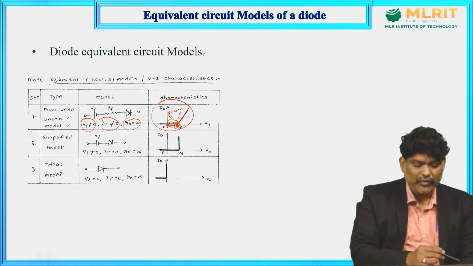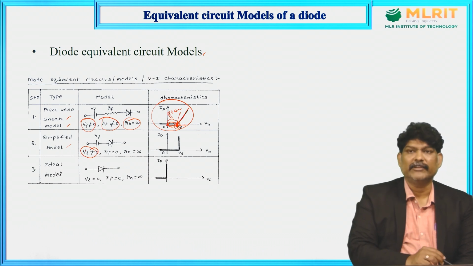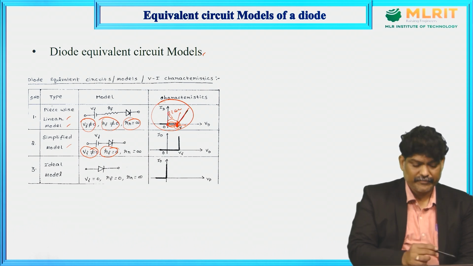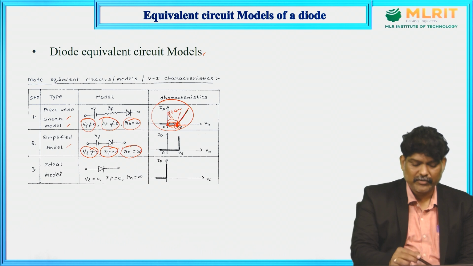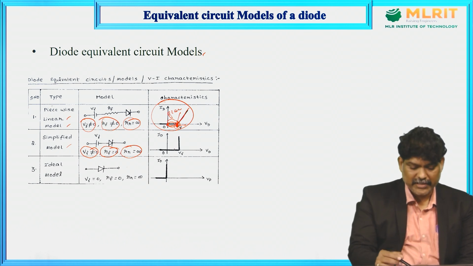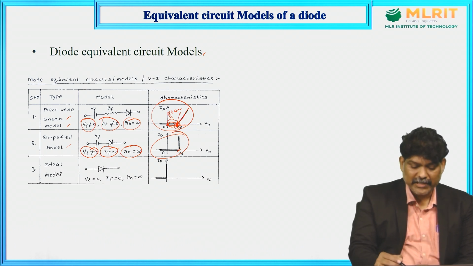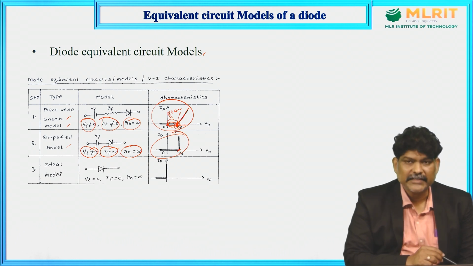And in the simplified model, if you consider, here we consider only the cut-in voltage of the particular silicon or germanium semiconducting material, and we consider RF is equal to 0. So there is no forward resistance of the diode, and RR is also infinity. In such a case, the diode will have characteristics like this. So we consider only V gamma, that is the cut-in voltage. From this cut-in voltage, if you further increase, the diode current increases rapidly.